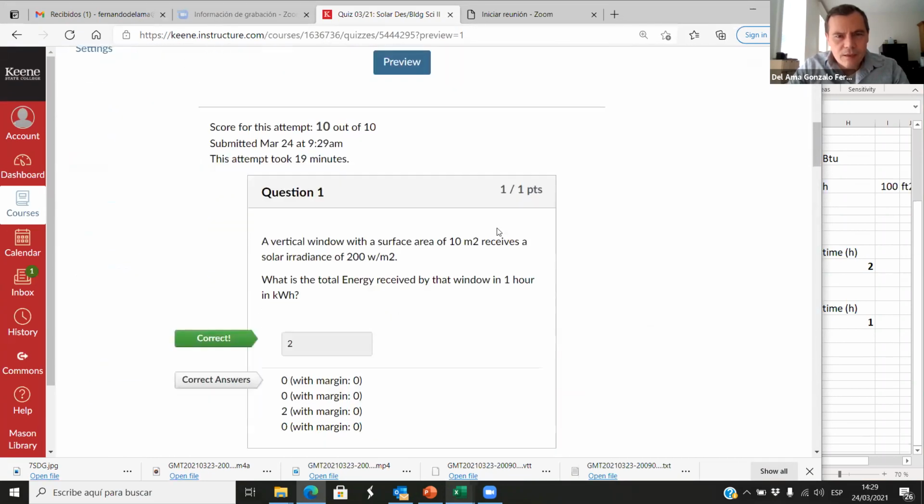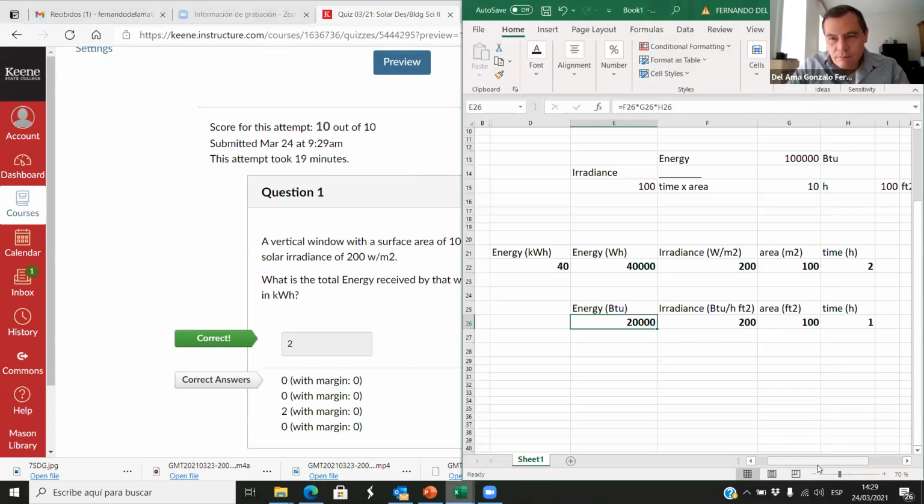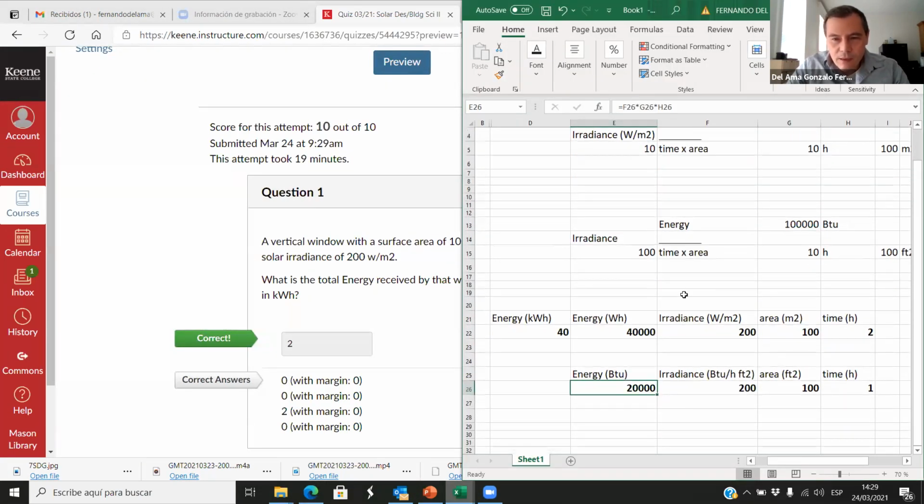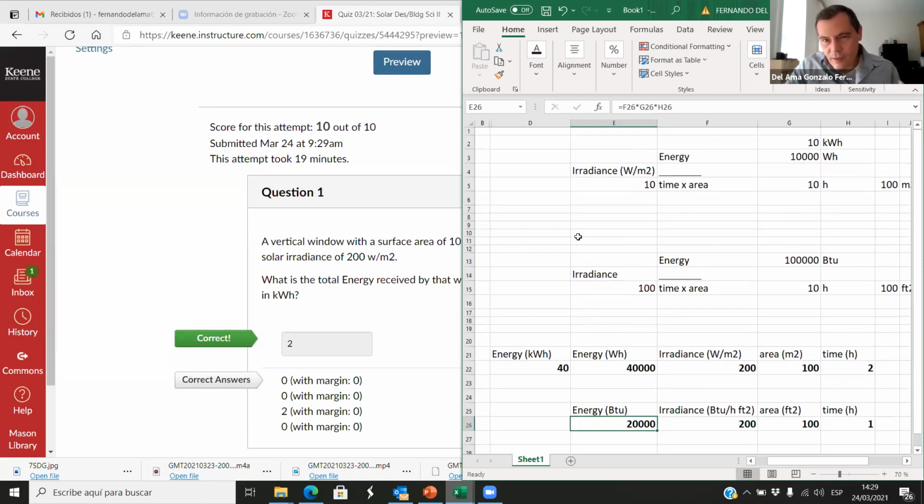Okay, the time is tight, I know. But if you know what to do, it takes a couple of minutes, and it's always the same. It's about the concept, the difference between energy and power, or the difference between irradiance and energy. And then we have to be careful with units.